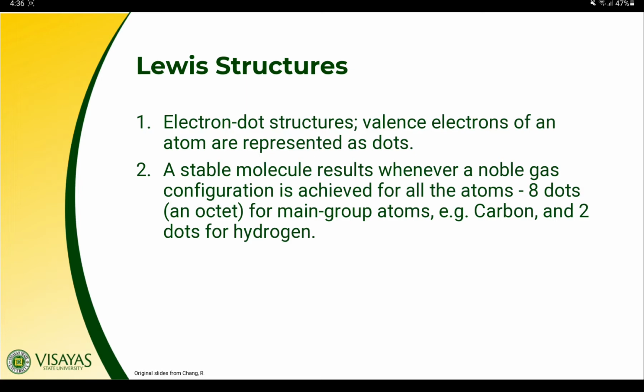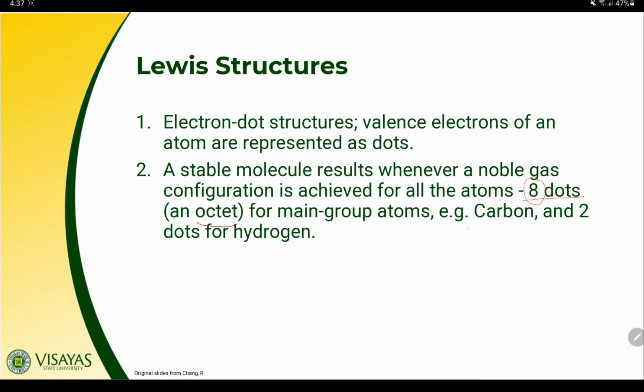A stable molecule results when a noble gas configuration is achieved for all the atoms. Noble gases have 8 valence electrons. So there are supposedly 8 dots in noble gas electron dot structures. Since we have 8 here, we have the so-called octet.